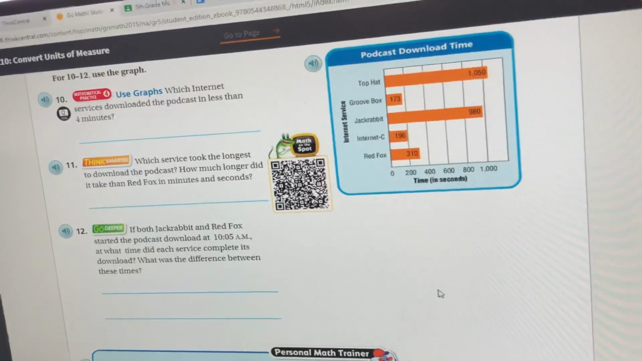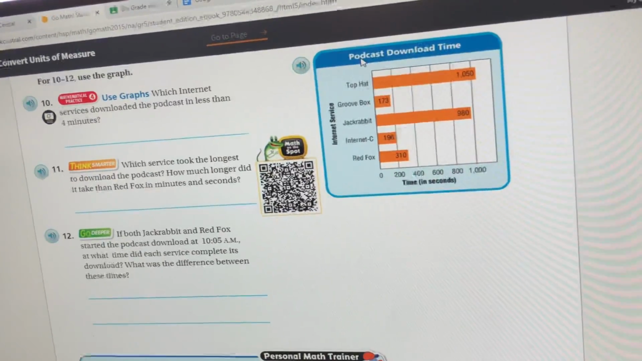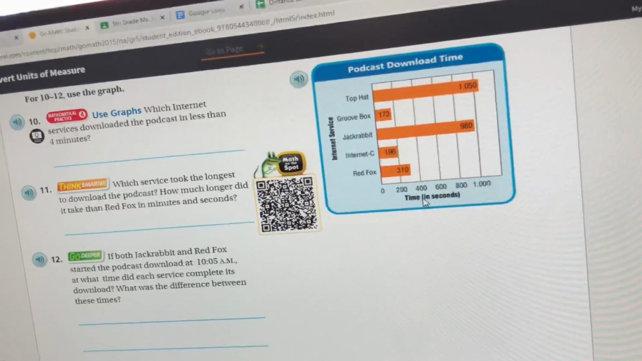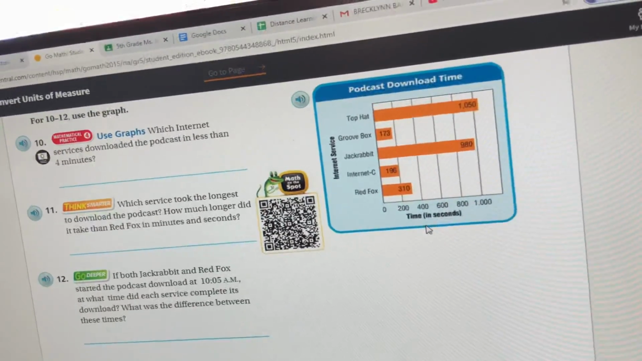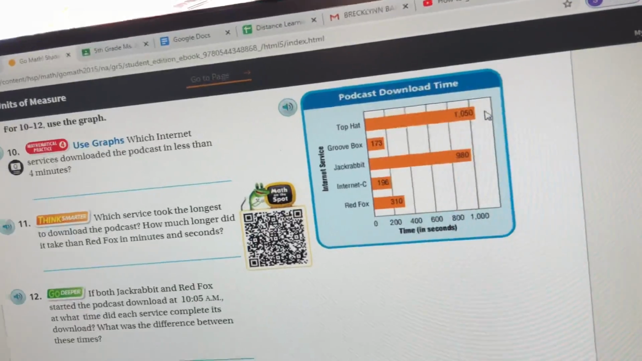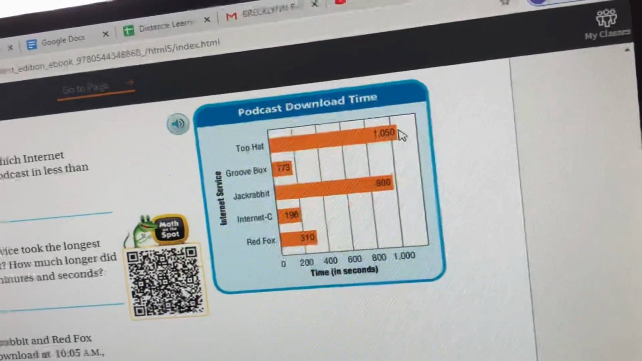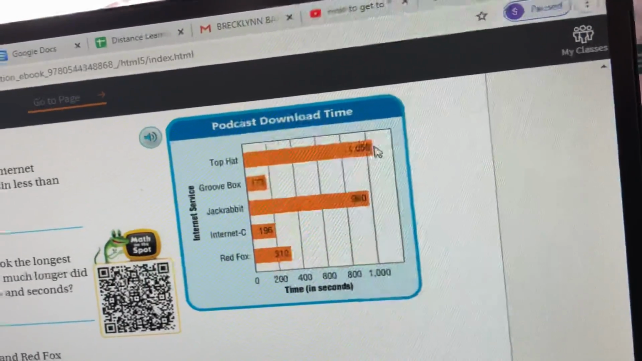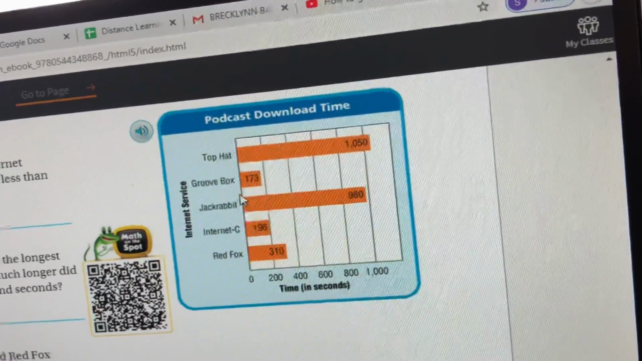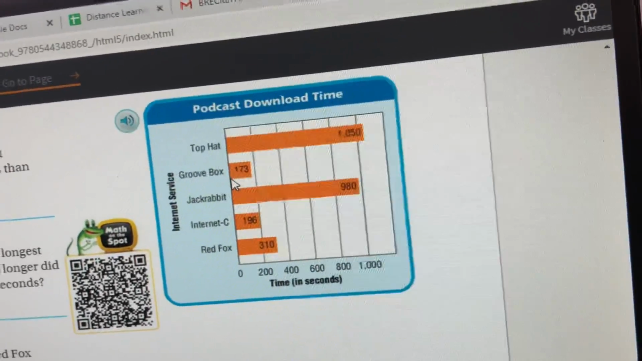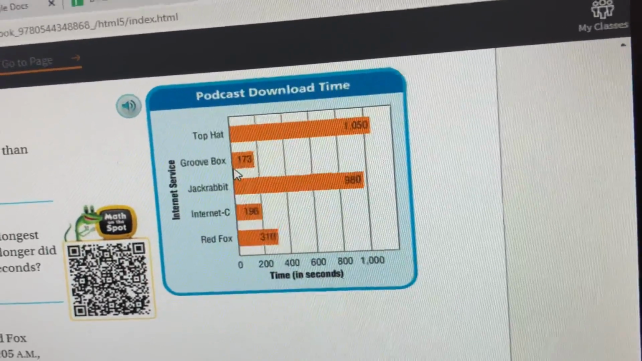So when you look at this graph, the thing to notice, they're talking about a podcast download time. They're talking about time as measured in seconds. Clearly, the one that took the longest to do the job was Top Hat. It took them 1,050 seconds. The one who took the least amount of time was Groovebox. It took them 173 seconds.